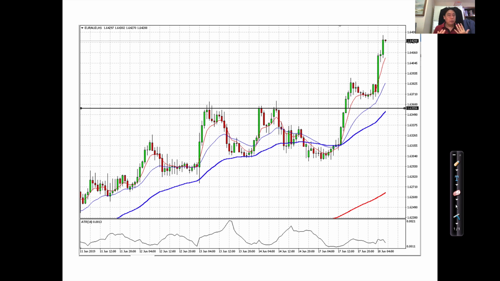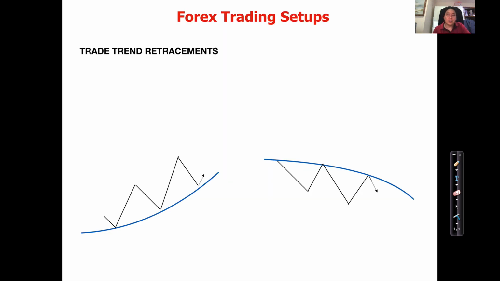Okay, so let me just review this concept first with you so you understand the basics. The first way you can take a trade is to trade trend retracements, which means you follow the trend. Remember that when you look at currency pairs, there are times they move in a very strong trend, either an uptrend or a downtrend. You always want to follow the trend. You want to buy on the uptrend, you want to sell the currency on a downtrend. Now, on a trend, the best time to enter is during a retracement or a correction of the trend.